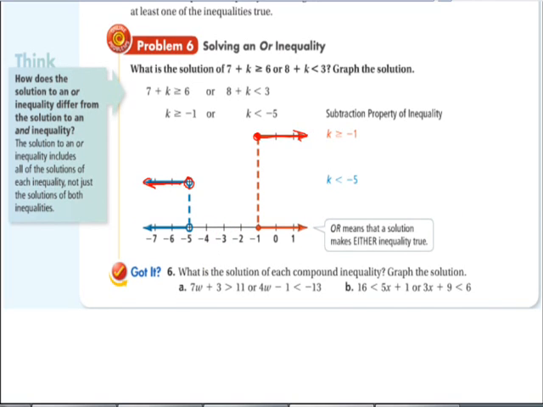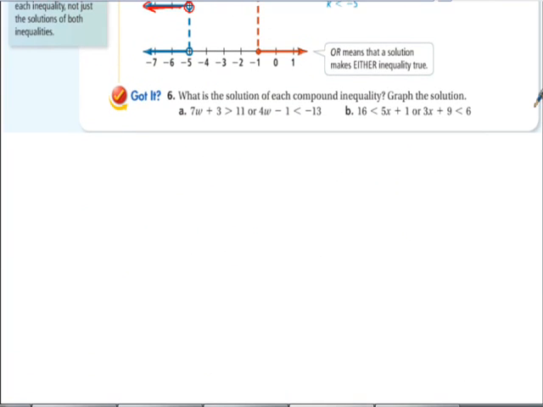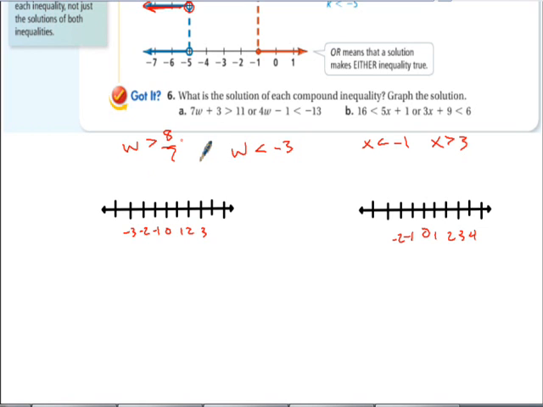All right. So let's take a look at number 6. I would suggest you pause the video here. Try number 6 on your own. See what you can get. Okay, pause the video here. Okay, so you've unpaused. Here are the answers I got over here. W is greater than 8/7, and W is less than negative 3.